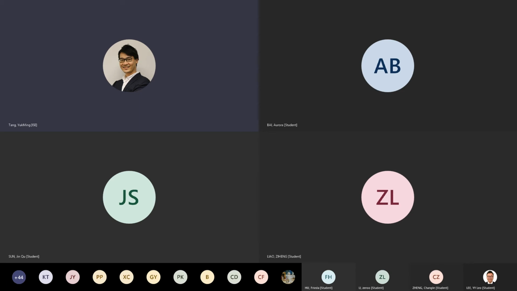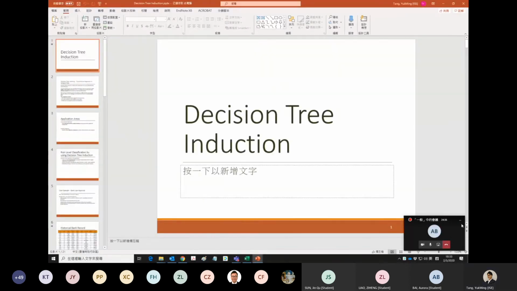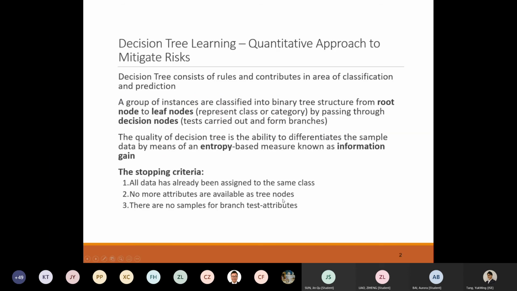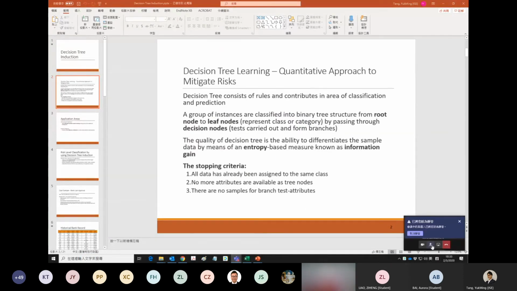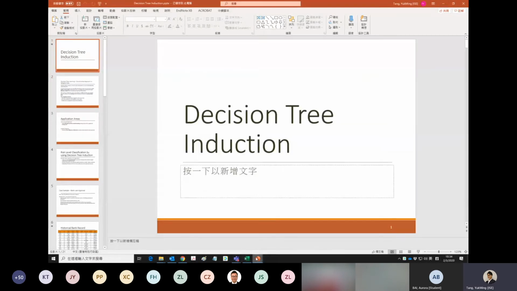Okay. Now, let me share my screen. Okay, so in this lecture, we are going to talk about another very important theory applied in artificial intelligence, which is called neural decision tree.